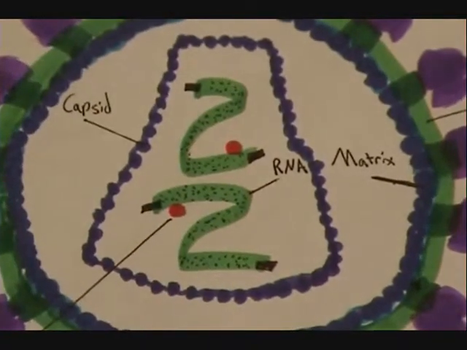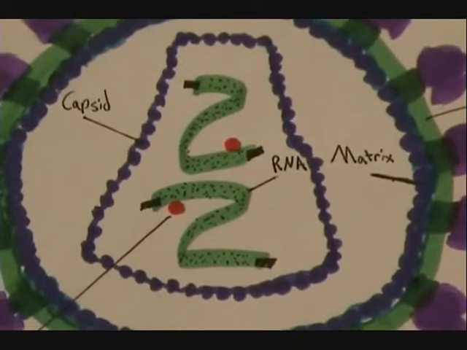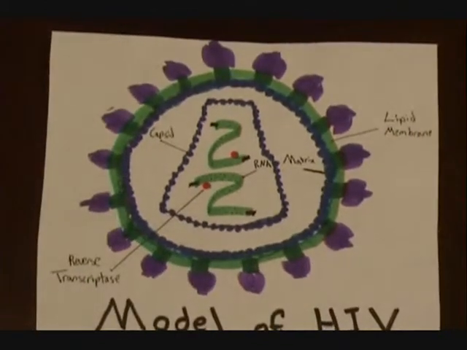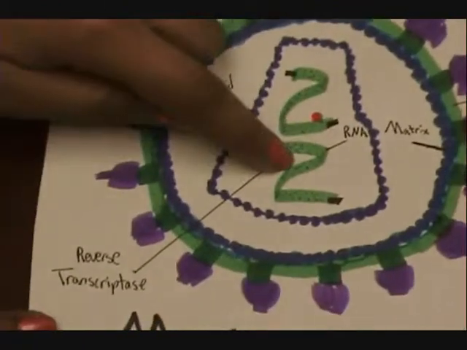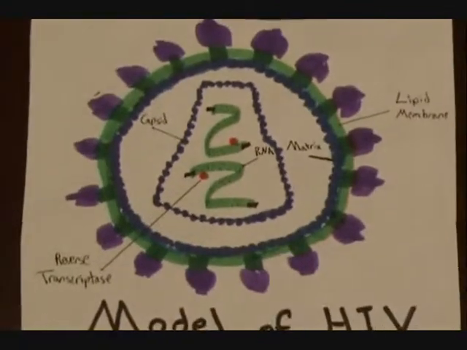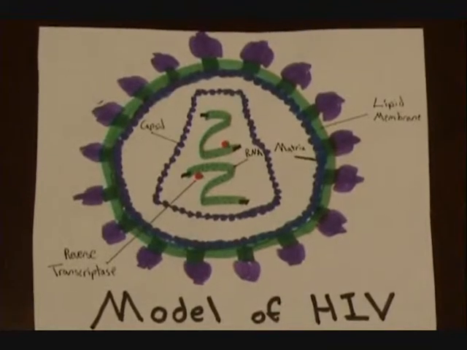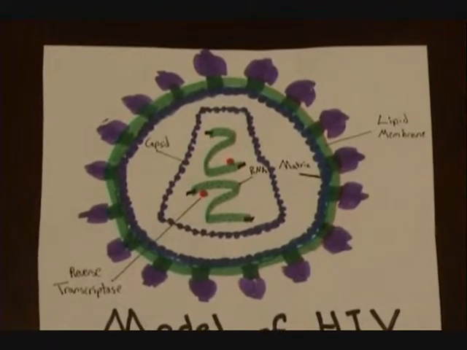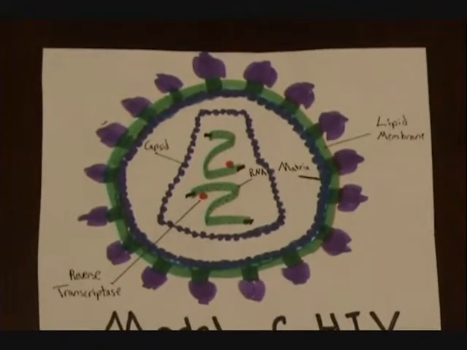The function of this capsid is to protect the RNA from being digested by its own nucleases. This capsid also encloses other important enzymes and proteins such as reverse transcriptase. The phospholipid membrane and the viral protein matrix form the outer shell of the HIV virus. This shell encases the glycoproteins which are responsible for the attachment and transmembrane transportation of the virus.